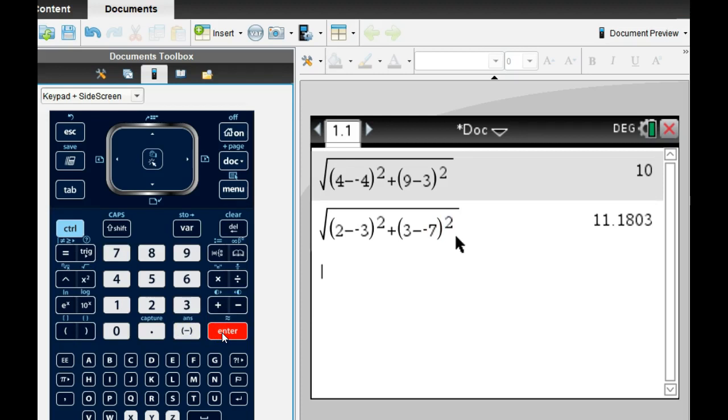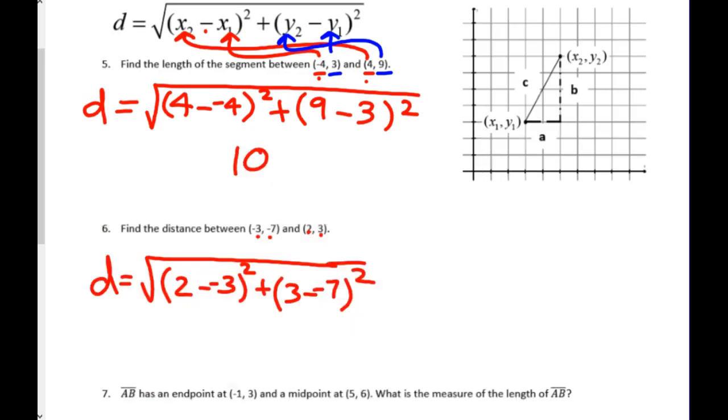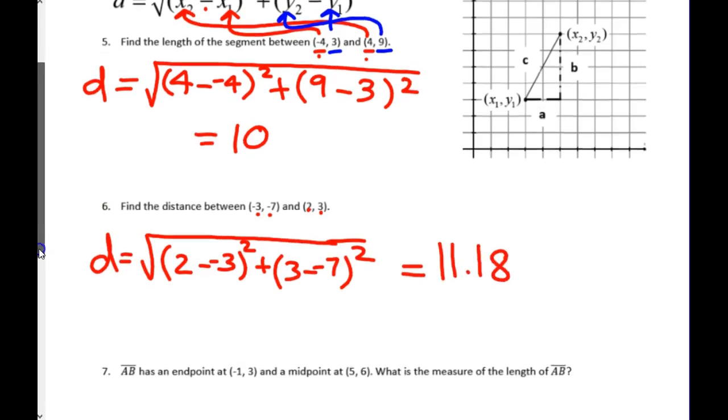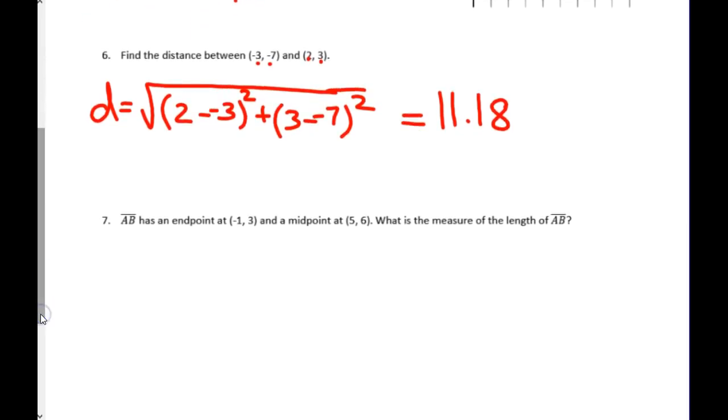When you round, don't write every single decimal every single time, right? In general, 2 decimal places, the hundredths place is good. So 11.180 will make the 8 stay an 8. So 11.18. Cool.